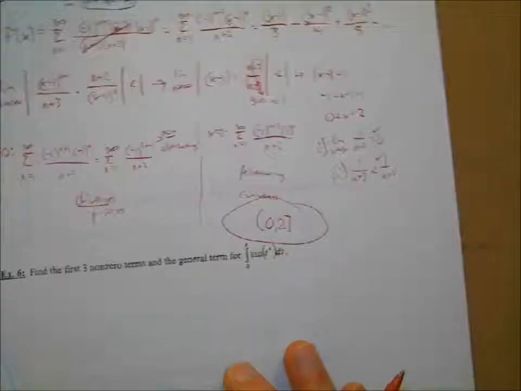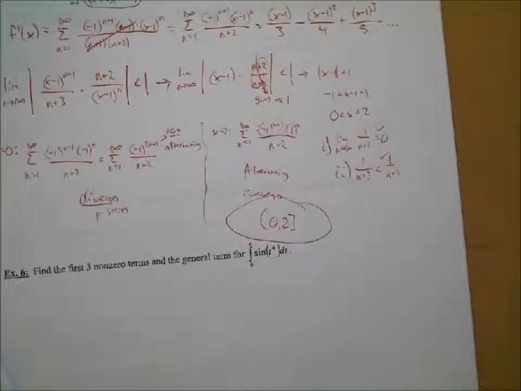Okay. And again, there are the 2 conditions for that alternating series test to work. So, any other questions? We got to keep rolling, because I want to make sure I get through 6 and 7 here.